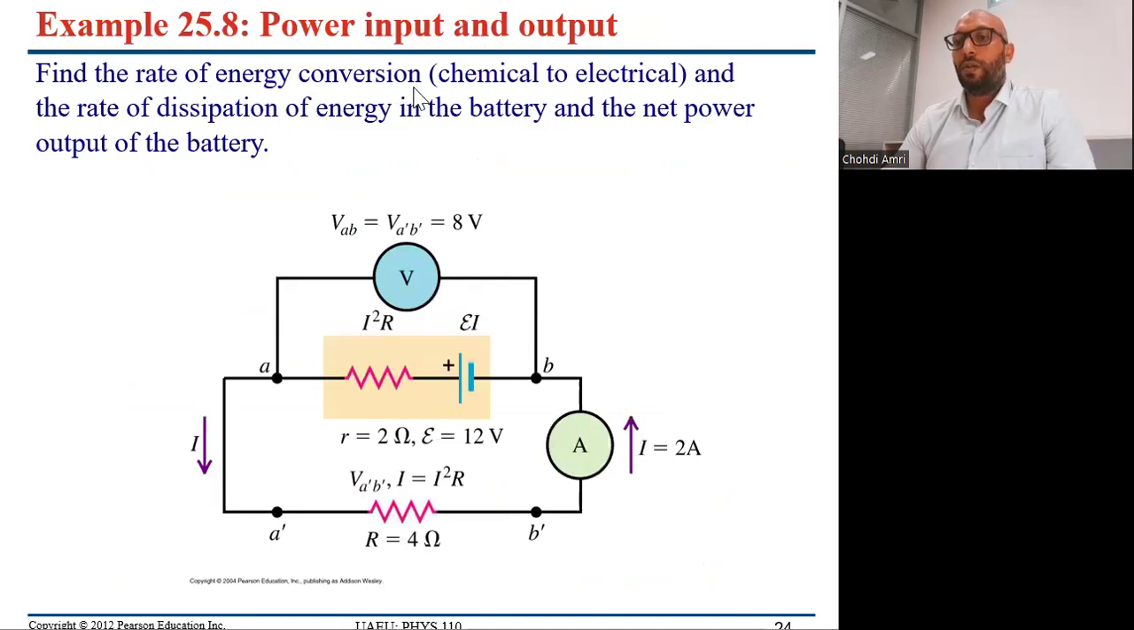Find the rate of energy conversion. Rate of energy conversion is the power. Chemical to electrical, that means we are talking about epsilon I. This is the rate of energy conversion. And the rate of dissipation of energy in the battery and the net power output of the battery. Let's try to do this example step by step.